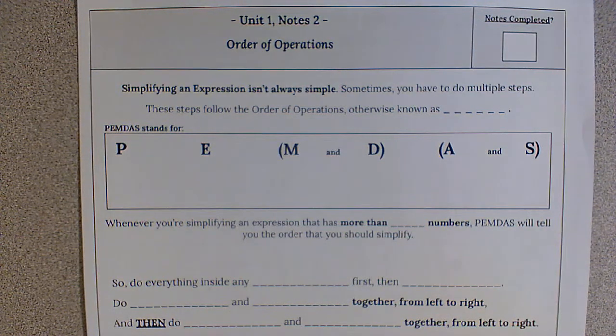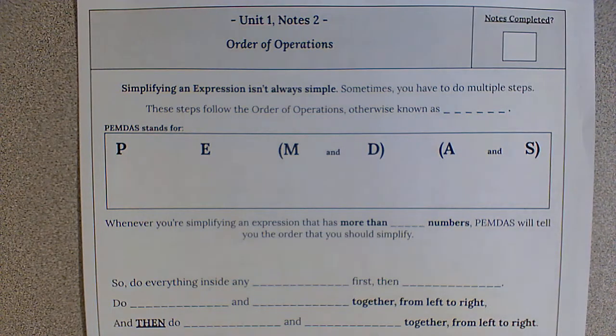All right. We are in Notes 2 of Unit 1. I'm talking about the order of operations, so we're building on expressions from last time. Let's dive right on in. Last time we talked about expressions, what they are, and what simplifying is. We saw some pretty easy expressions last time. We're going to make them a little bit more difficult this time around.